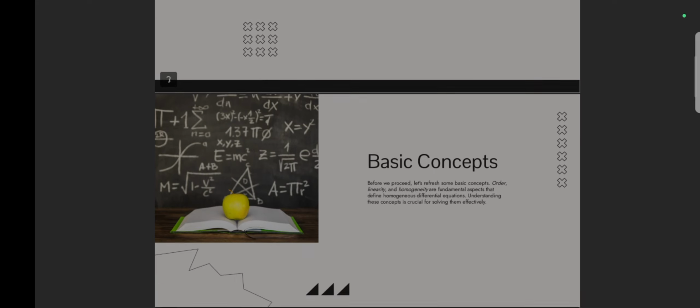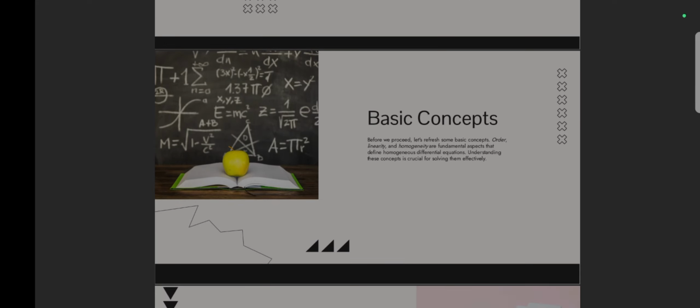Next one, basic concepts. Before we proceed, let's refresh some basic concepts. Order, linearity, and homogeneity are fundamental aspects that define homogeneous differential equations. Understanding these concepts is crucial for solving them effectively.